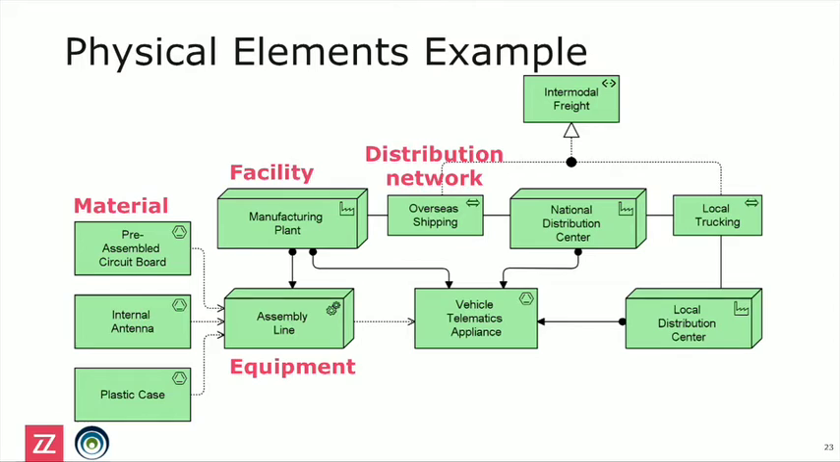So just to show you some examples, this is from a really physical world example, a really physical production example. Here we see the production of vehicle telematics appliances. And we see that there's an assembly line modeled as equipment in the new ArchiMate concepts. We see various materials going in there, like the pre-assembled circuit boards and others. We see that it's the assembly line that is part of a manufacturing plant. And we see also that the end product is then shipped via overseas shipping and local trucking using a distribution network concept, which is also new in ArchiMate. So for physical distribution, you can now model that with a distribution network, not just communication networks, but really physical stuff. So this is a really physical example, the production of stuff. But we'll see a more Internet of Things-like example later on.